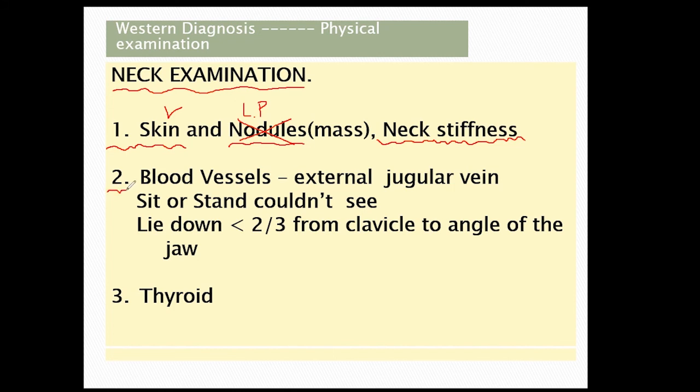The second aspect, we're looking at the blood vessels, especially in the neck area. We have a big vein, the jugular vein, the external jugular vein, right on the neck. So we're looking at how big it is. Normally, when people are sitting or standing, we can't see it. That's the normal situation. When people lie down, we can see it, but not over 2/3 of the distance from the clavicle bone to the angle of the jaw. So let's go to the picture to see how we calculate.